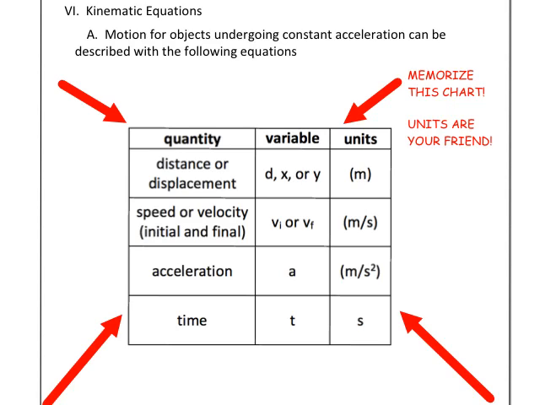I put this chart in your notes because it's really important that you understand the units. When we get to the word problems, sometimes you may not be given a specific name of a quantity, such as the distance is or the displacement is so many meters. It'll just say, for example, an object moves 10 meters. It's up to you to know that that would be a distance or a displacement. So that's why I put this in here.